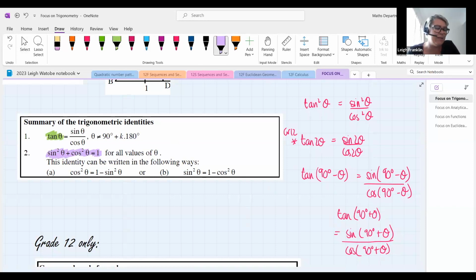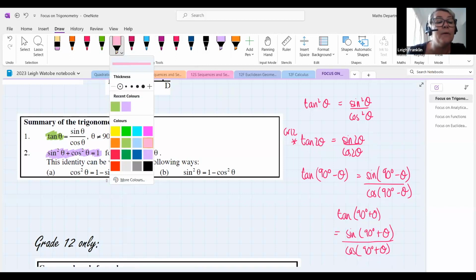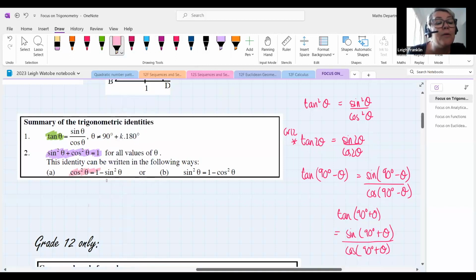Often in matric, if we get stuck, it's because we're not thinking about our grade 11 identities. So these are really important. And remember, we can also manipulate our square identity in the following way. In other words, we can write cos squared theta as 1 minus sine squared theta. So don't forget about being able to do that. And similarly, we can rewrite sine squared theta as 1 minus cos squared theta.